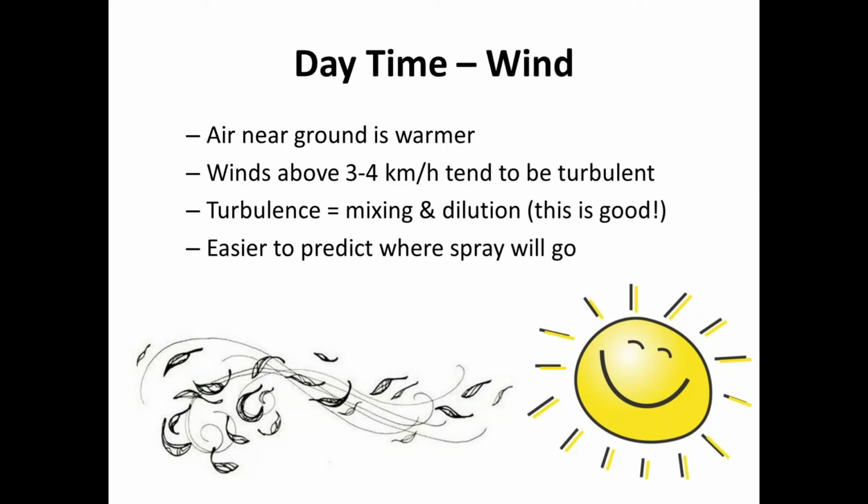And we start getting this cycle going, and this movement of air, the rising of the warm air and the falling of the cool air, starts to create turbulence, and that's a really good thing. We need turbulence, and once we start to get that 3 to 4 kilometres an hour, it starts to be appropriate for spraying, because the reason we need that turbulence is to create that mixing and dilution of the air to bring our products to ground and get them where we want them.